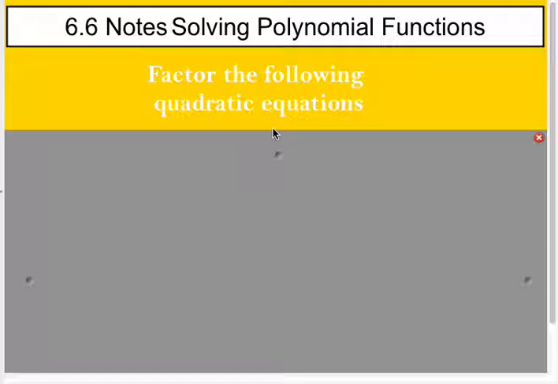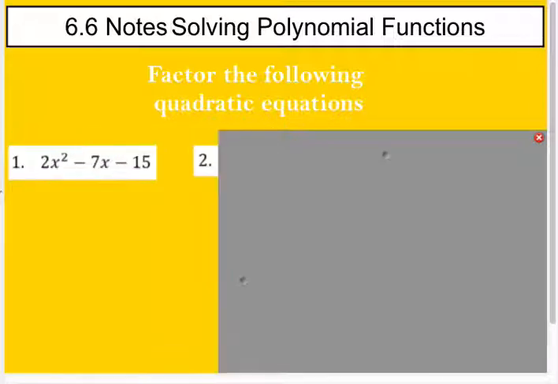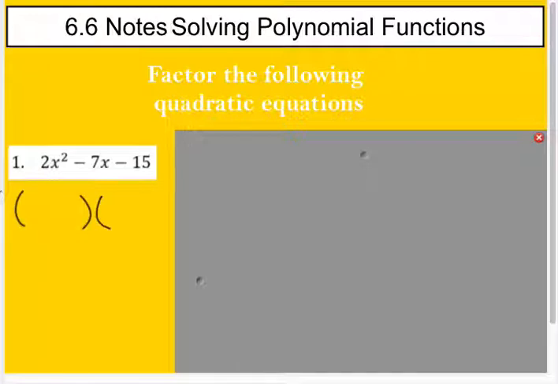If you can remember, we would factor and then we would use the zero product property. So we actually will be doing the same thing, except now we're going to be able to factor polynomials as well. So we want to factor the following quadratic equations just as a little bit of a review. So number one, there's two ways to go about number one. I recommend reverse FOIL.